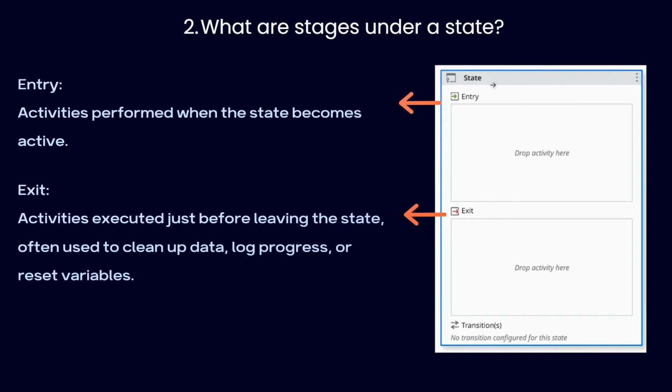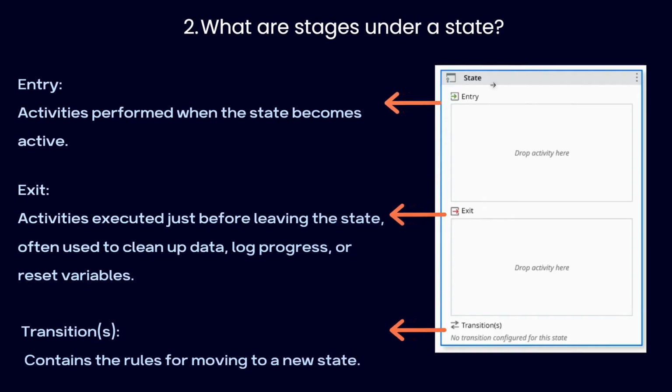That is, after completing entry, the exit activities like cleaning up data, logging, resetting the variables, or closing all the applications if you want. And the third stage is the transitions, which contain the rules for moving from one state to another. There are total three stages: entry, exit, and transitions. No one is going to ask what those are, but if they ask, you can answer simply like I told. So with that, let's move to the next question.